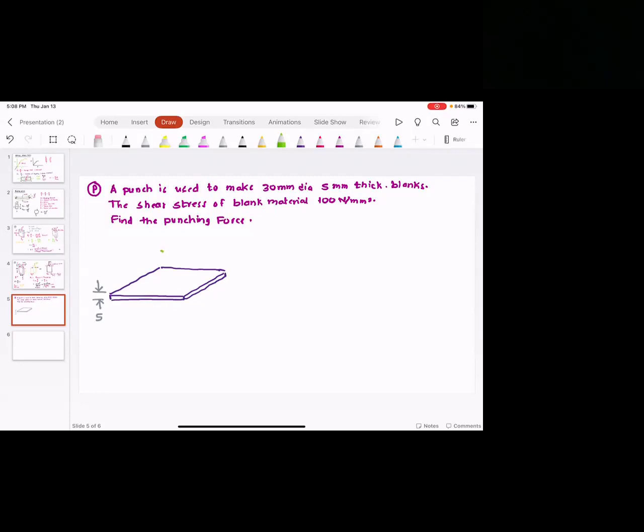And then there is a punch. It could be a mechanical punch, or it could be a mechanical press, or it could be a hydraulic press. And what happens is this punch goes down and then creates a blank. So something like this. And the size of this blank is 20 millimeter and 5 millimeter.